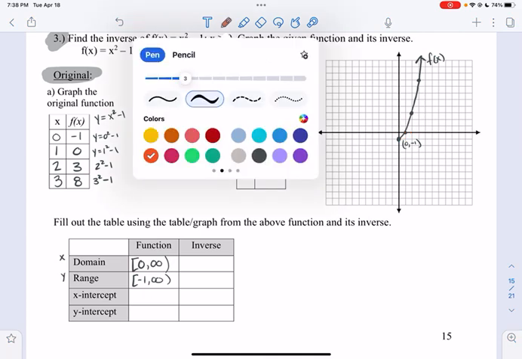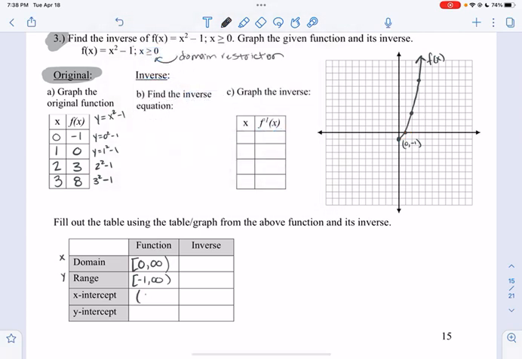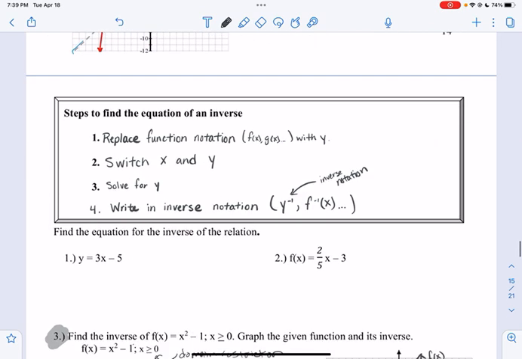And your y-intercept is that guy right there. So 0, -1. Okay, so now that we've gone through the process of finding everything for the original function, we're going to go now and do the inverse. So we're going to use those steps of algebraically finding the inverse.